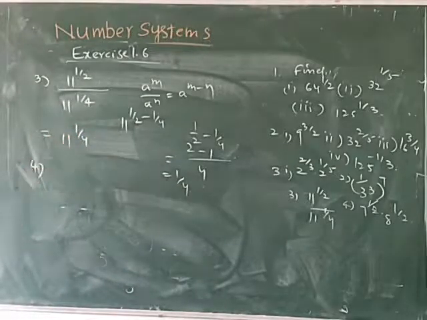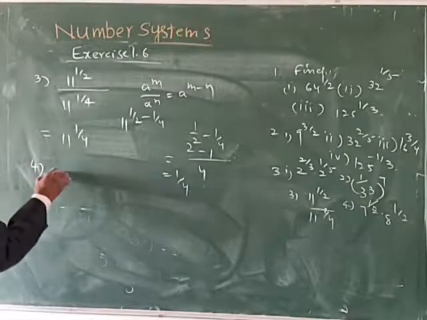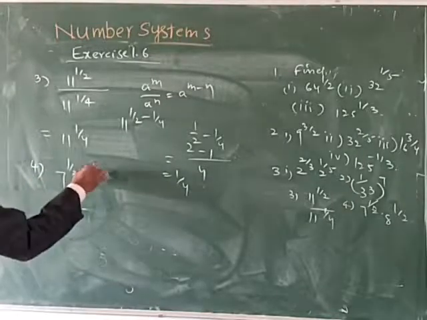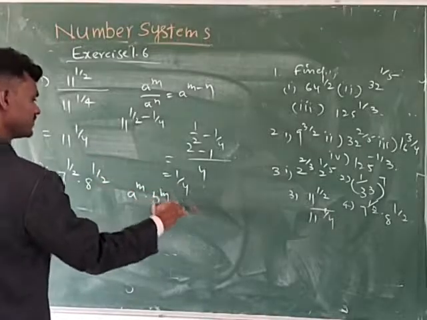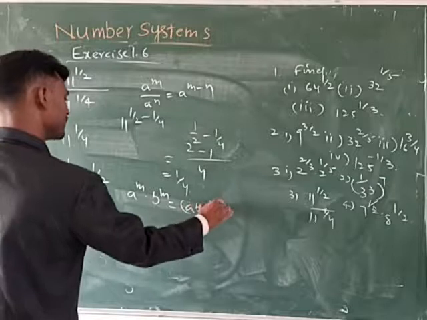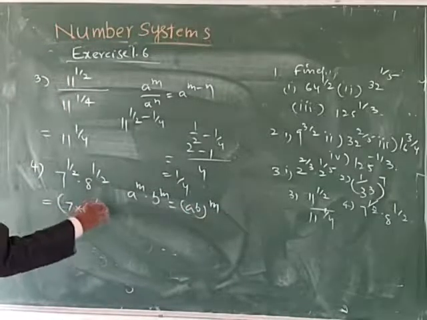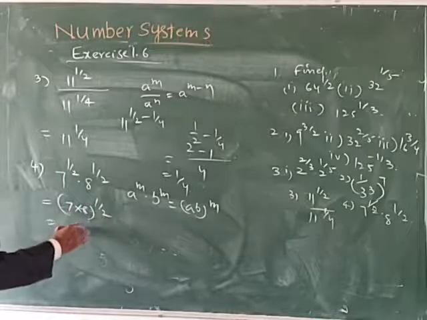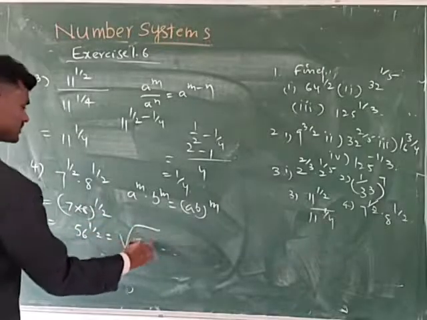Next, the last one is 7 power 1 by 2 into 8 power 1 by 2. This looks like a power m into b power m. It is written as ab whole power m. Here also 7 into 8 whole power 1 by 2. Then this is 56 whole power 1 by 2, or root 56.